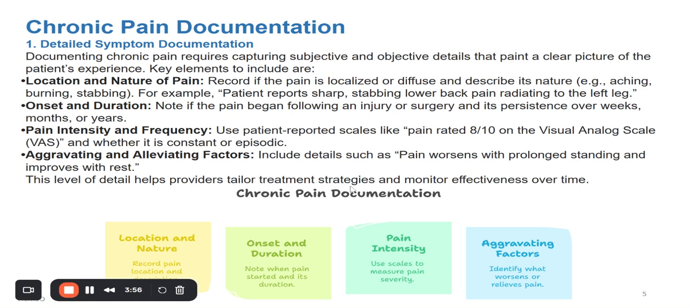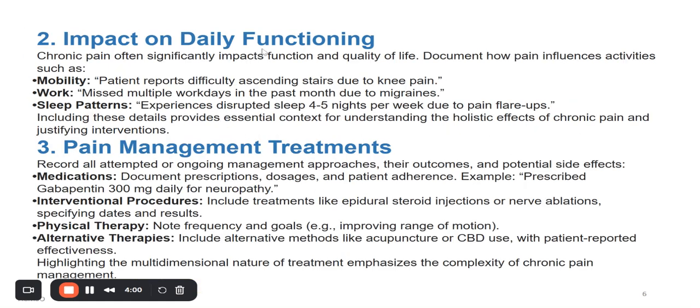And here's a diagram on chronic pain documentation. Impact on daily function. Chronic pain often significantly impacts function and quality of life. Document how pain influences activities such as mobility: patient reports difficulty ascending stairs due to knee pain. Work: missed multiple work days in the past month due to migraines. Sleep patterns: experiences disrupted sleep 4 to 5 nights per week due to pain flare-ups. Including these details provides essential context for understanding the holistic effects of chronic pain and justifying interventions.